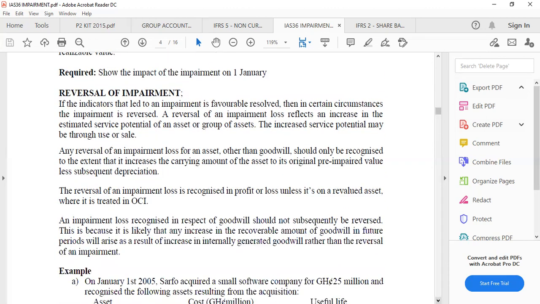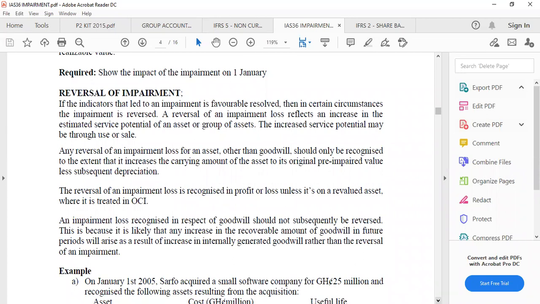An impairment loss recognized in respect of goodwill should not subsequently be reversed. This is because it is likely that any increase in the recoverable amount of goodwill in future will arise as a result of an increase in internally generated goodwill rather than a reversal of an impairment. So that is why we don't.